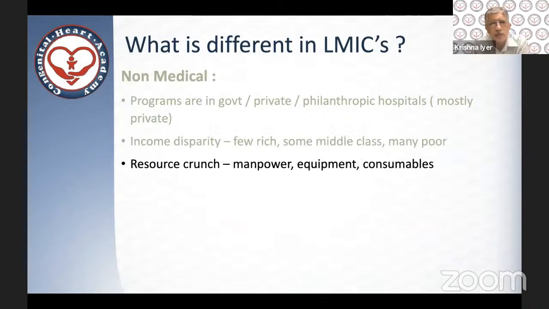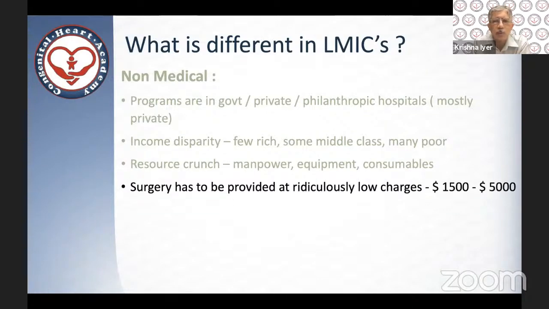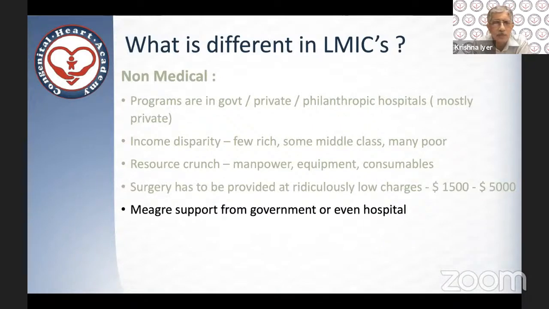There's a resource crunch. The resource crunch largely centers around manpower. And of course, there's a crunch of equipment availability and cost of consumables, because surgery has to be provided at ridiculously low costs. The government compensation for atrial septal defect closure or a VSD closure is $1,500, and you can go up to a maximum of $5,000 for a patient who requires a conduit repair or a valve replacement, and that includes the cost of the conduit and the valve. There's meager support, unfortunately, from government or even hospitals, because for the government, pediatric cardiac surgery is not a priority issue.